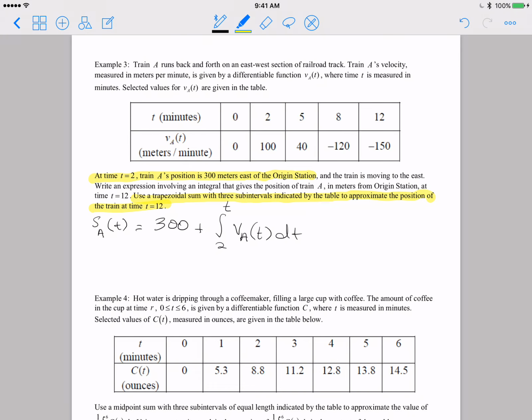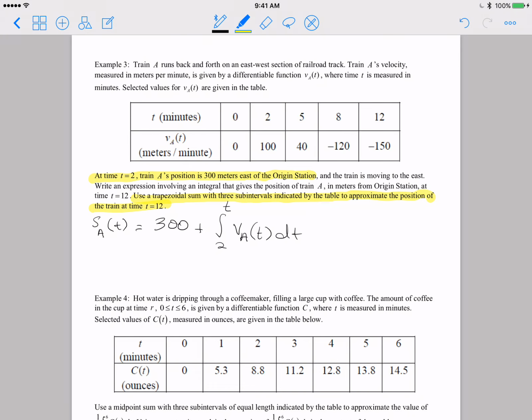Plus, go to the next subinterval. I'm going to add those y values together. 100 plus 40 is 140, multiplied by delta t, and delta t in this case is going to be 3. I'm going to come down here since I'm kind of out of room. Plus, I'm going to add 40 and negative 120. That's going to give me negative 80, and then multiply by the width of the subinterval, which is going to be 3.